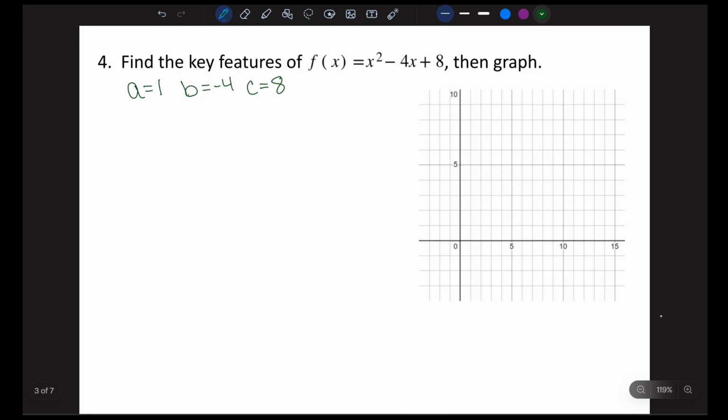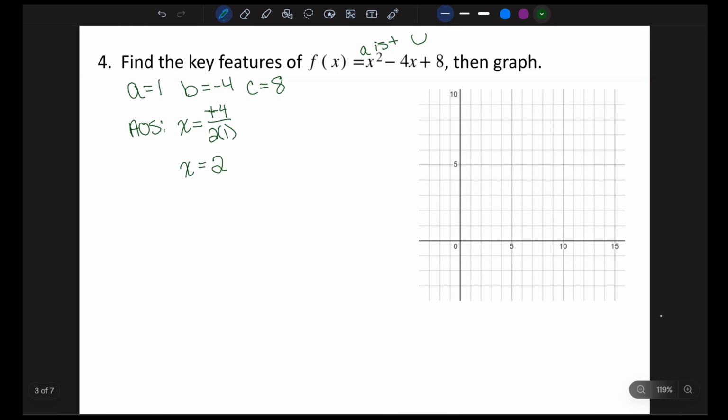All right, I also know that this is going to open upward because the a value is positive. When the number in the front is positive, it's going to open up. So I'm going to find my axis of symmetry first. Remember, that's x equals negative b, so plug in your b, which is negative 4. So that's going to be positive 4 over 2 times a, which is 1. So we get 4 divided by 2, which would be 2. So our axis of symmetry is x equals 2.